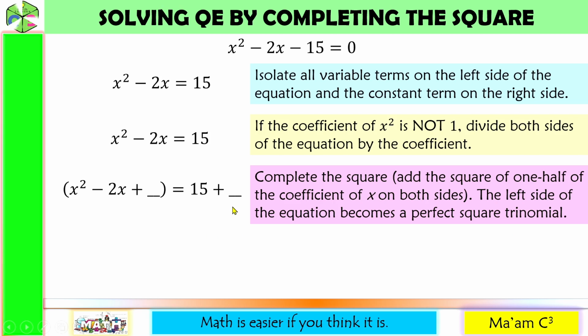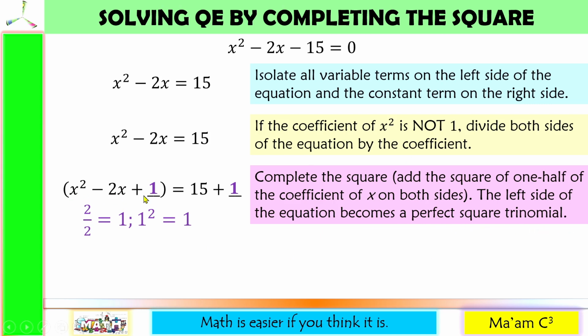And how do we determine the term? First, you get the numerical coefficient of the middle term. It doesn't matter if you include the negative sign or not. And then you divide it by 2 because it says here 1/2 of the coefficient of x. So let us divide this by 2, and 2 divided by 2 is equal to 1. And then you square the answer. 1 squared is equal to 1. So we are going to add 1 on both sides of the equation. It says here the left side of the equation becomes a perfect square trinomial.